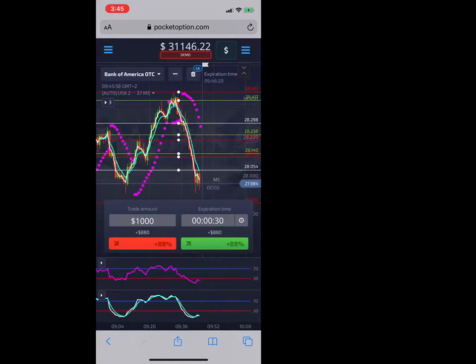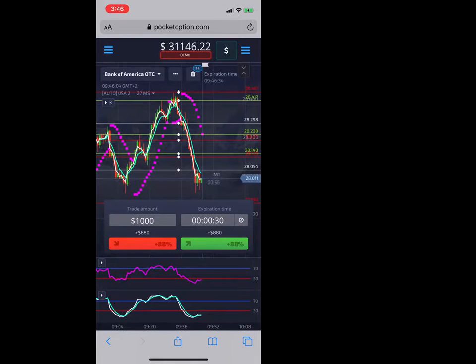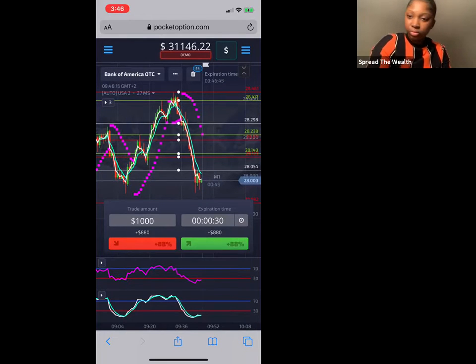Now we keep switching my zones. In this case, you would have waited for the stochastic to cross the red line, because remember I told you, the tighter the stochastic, the riskier the trade. Same thing.